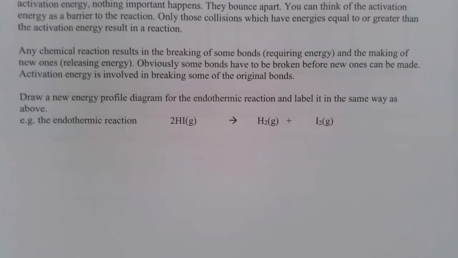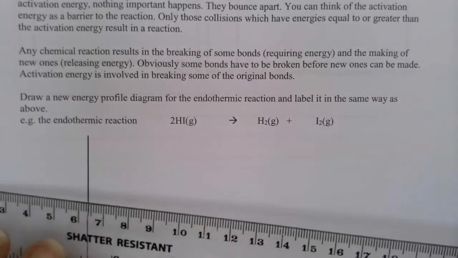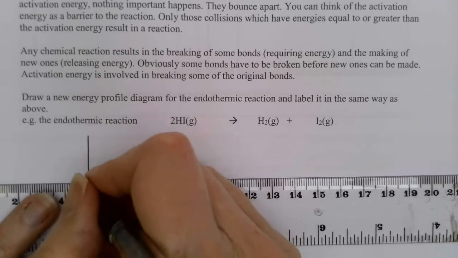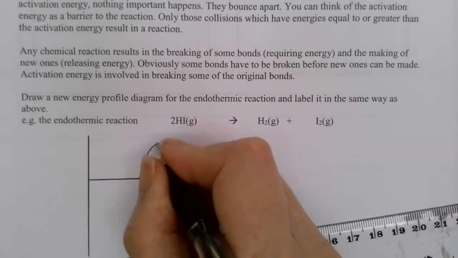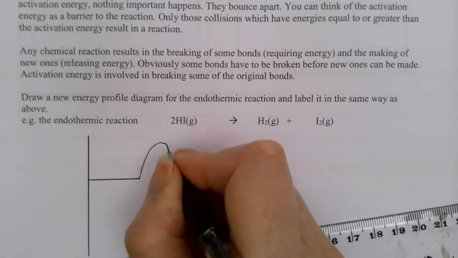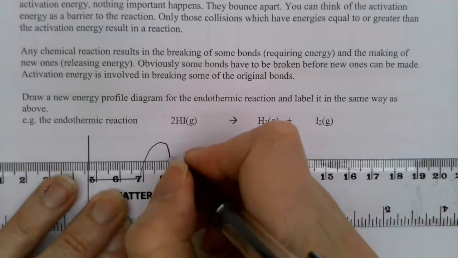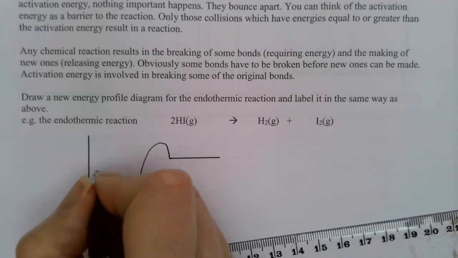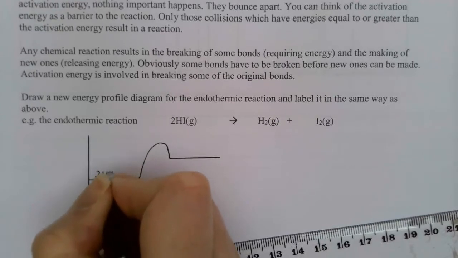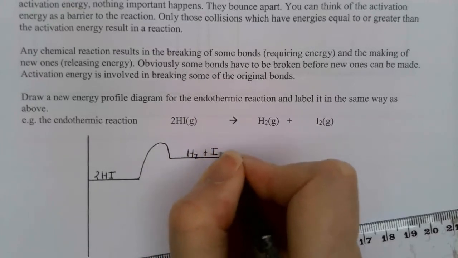And we can do the same thing for an endothermic reaction. So an endothermic reaction is very similar to our exothermic reaction. It will still have an activation energy, so there are our reactants, but it will still have an activation energy. It's just instead of ending up lower, we'll end up higher than our reactants. So our reactants here, you've got 2HI, and our products here, we have H2 and I2.